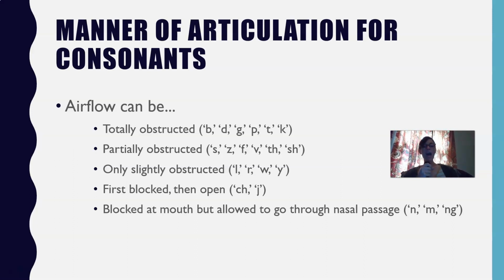We have slight obstructions, so la, the mouth is very open, ra, wa, and ya. All of them keep a very open mouth. We have some that start blocked, but then open up, like cha and ja. And then we have other ones that are blocked at the mouth, but go through the nasal passage. So n. You can almost feel the airflow going up toward the nose. N, m, and ng. You can almost feel it just go right through the nose. So that's manner of articulation.